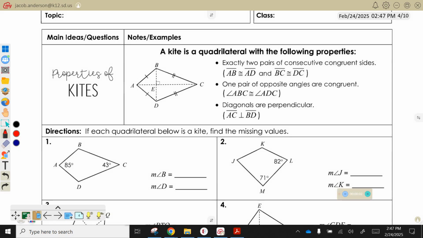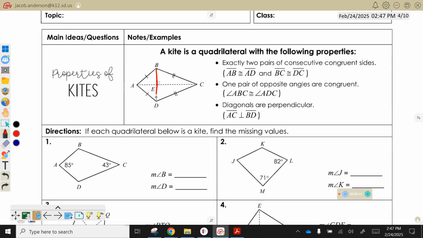Okay, we're going to go through properties of kites today. I'm not going to spend a ton of time on this because I don't think you guys necessarily need a ton of time on this. There looks like a lot of properties going on here. It's got 3 bullet points over there, but typically what I would say for kites is really just 2 things.